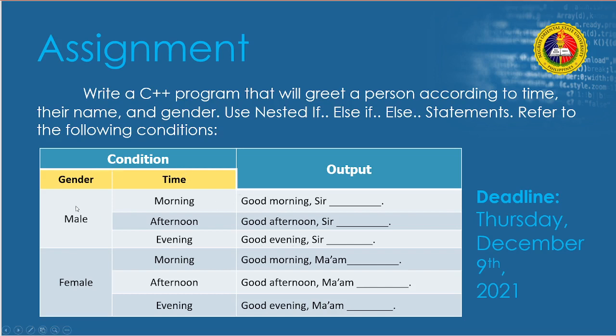So just a clue, we know that the gender male is going to be our first if, the first condition. So male is our first if, and then female, our first else if. Then inside male, we have the nested ifs. We have the time. So if it's morning, afternoon, and evening. Okay. So the deadline is going to be 7 days from now, Thursday, December 9, 2021.